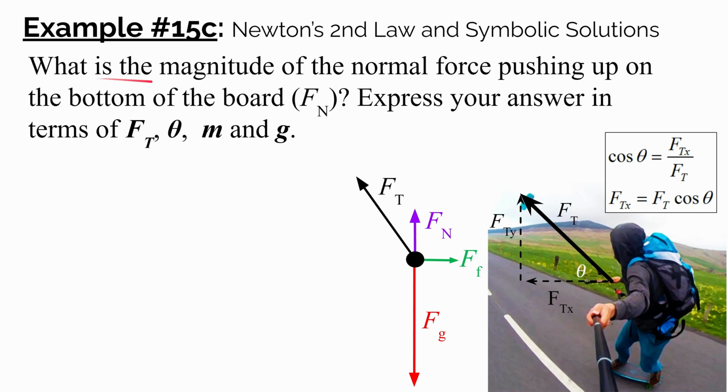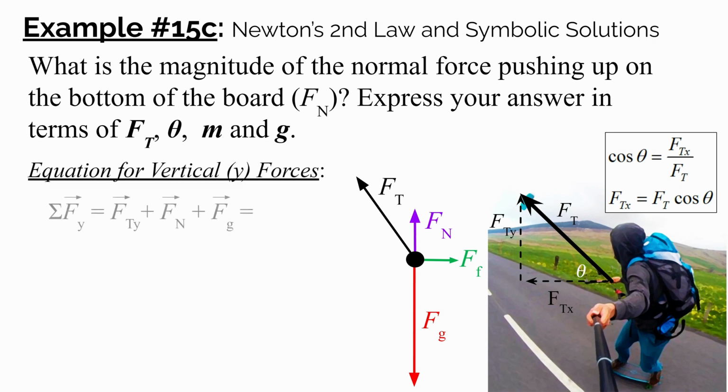So what is the magnitude of the normal force pushing up on the bottom of the board? And now we're going to express our answers in terms of just tension, theta, m for mass, and g for the gravitational field strength. Well, we already talked about the forces in the y direction. There is no acceleration, so we know the sum of the forces in the y direction must be 0. So let's write out the net force equation for the y direction. What forces or components of forces are adding together that sum to 0?